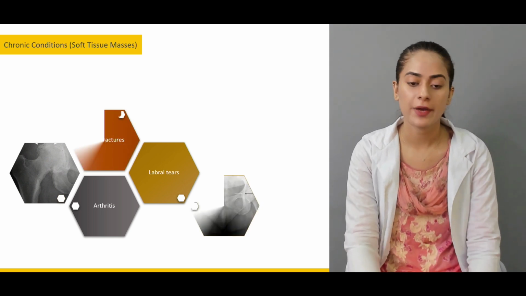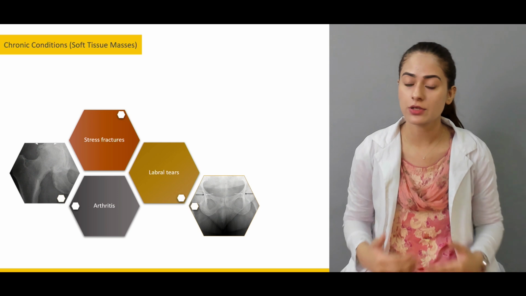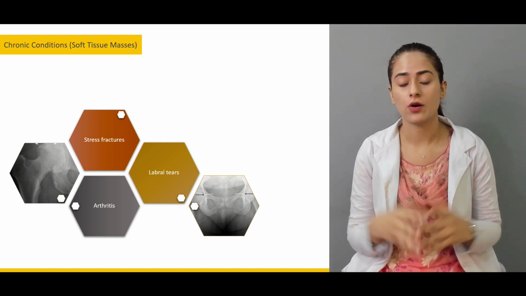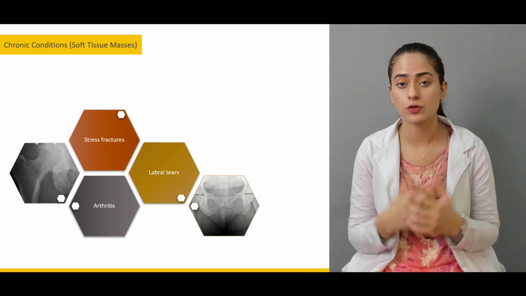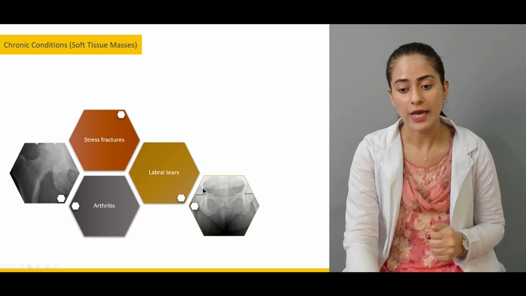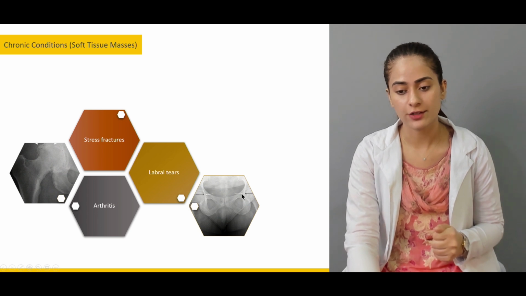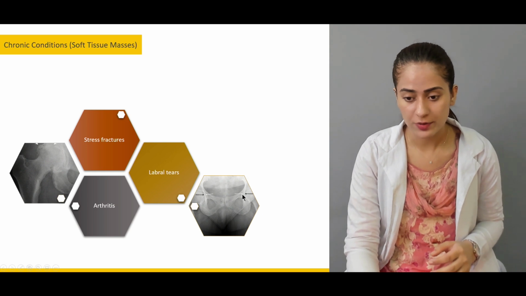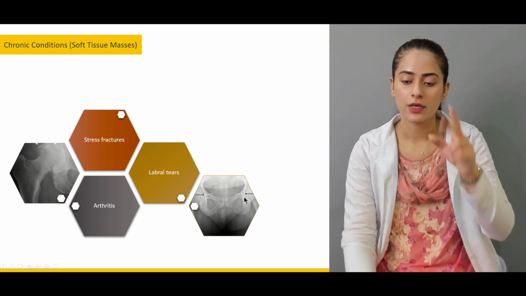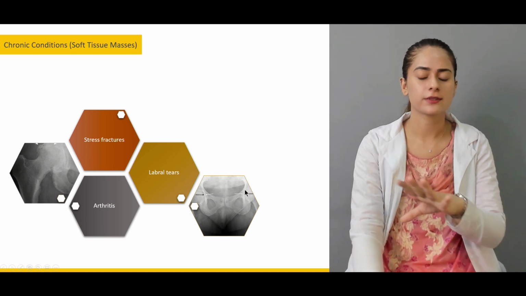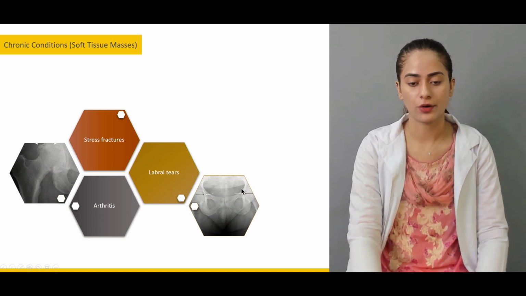Then we're going to talk about some stress fractures. Stress fractures are a result of constant stress on joints or surfaces or bones. We're going to see how that appears on the radiograph. So this is how the labral tear actually appears on a radiograph. So this is a labral tear. What happens is you see double lines. We're going to discuss that in detail, and everybody will be clear on this as well.